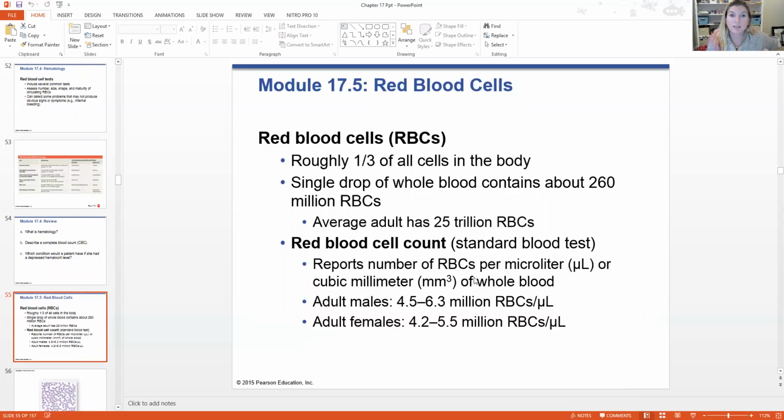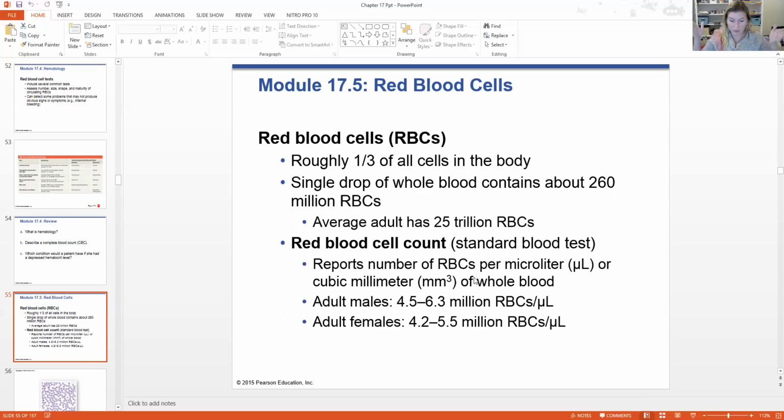So red blood cells, erythrocytes, RBCs, all the same thing, about 1/3 of all the cells in the entire body. A huge concentration of these guys. A single drop of whole blood has millions, around 260 million red blood cells. So the average adult has trillions of red blood cells inside of their body. Kind of crazy.